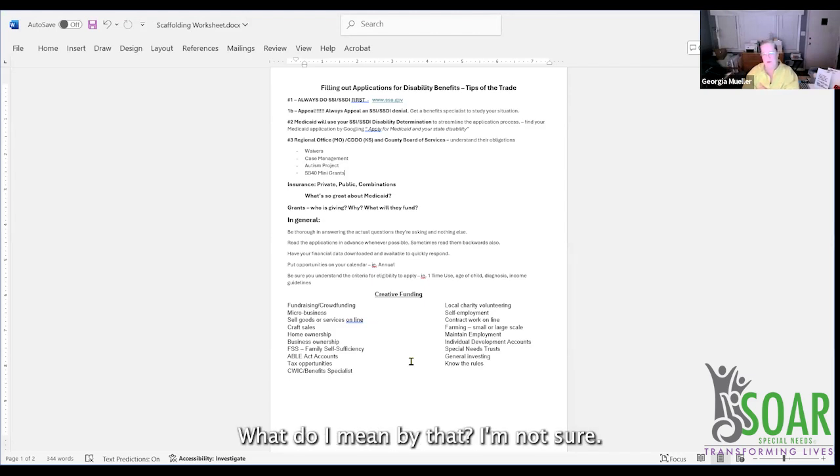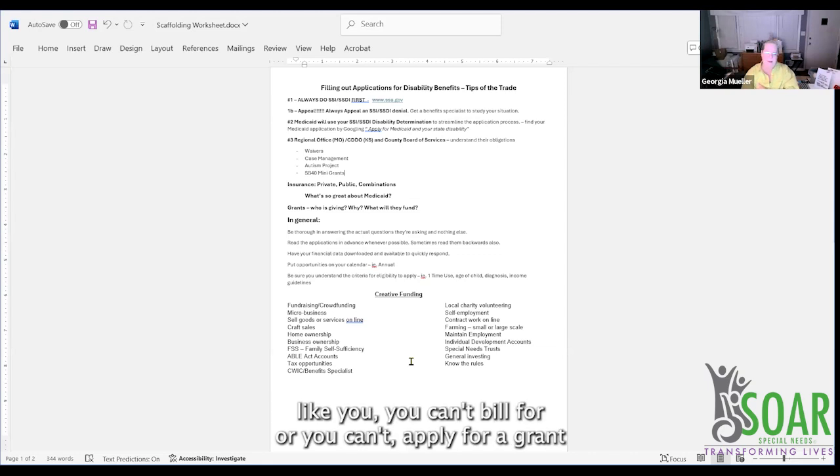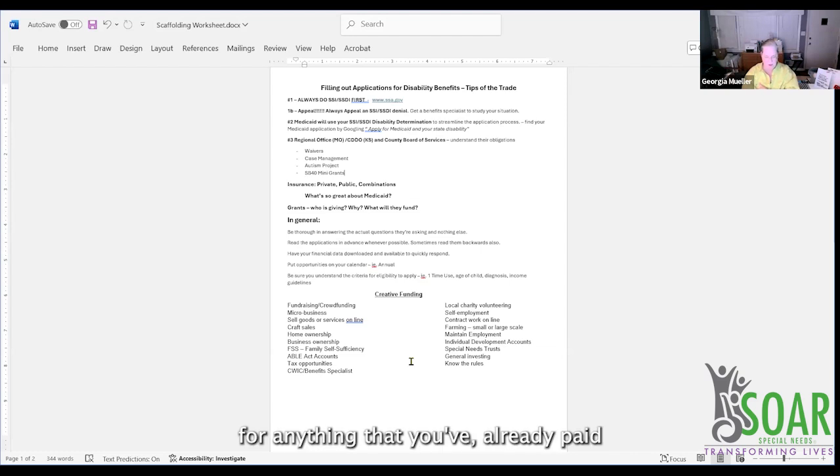Age of child, diagnosis, income guidelines. Oh, sometimes they'll say you can't apply for a grant for anything that you've already paid for. It has to be something going forward, which is really irritating, but they frequently do it that way.